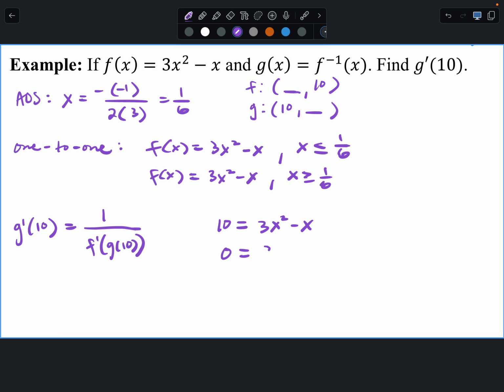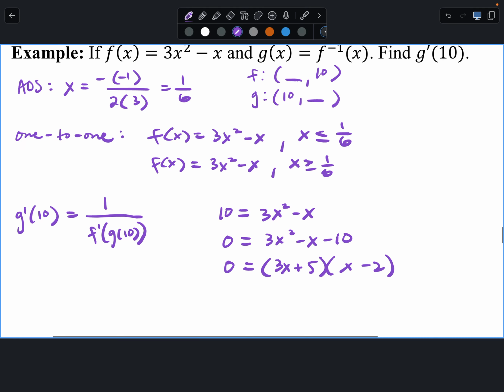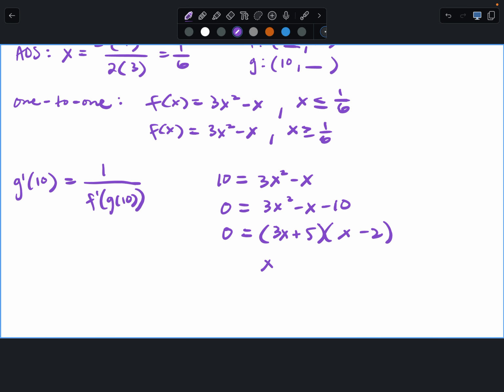If we get 0 on one side of the equation, this is factorable. So what is that, negative 2 plus 5 here? So we get two solutions to this equation: x equals -5/3 and x equals 2.